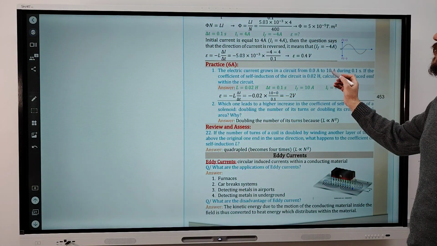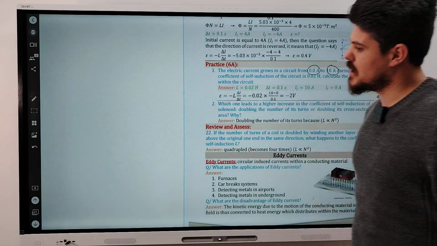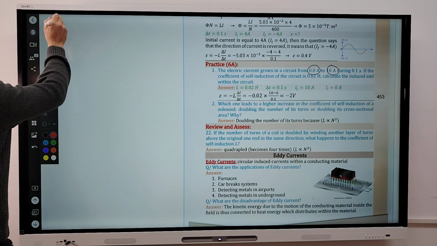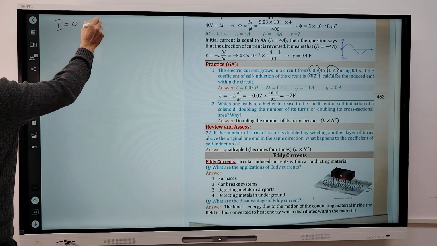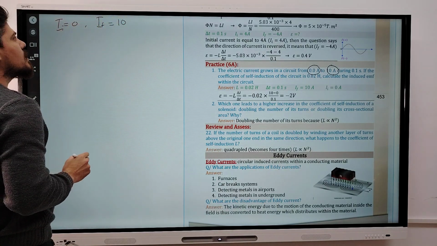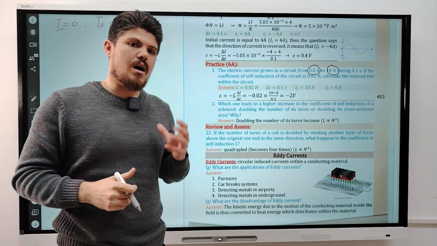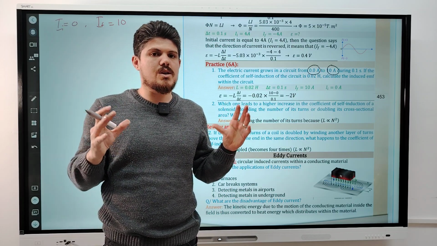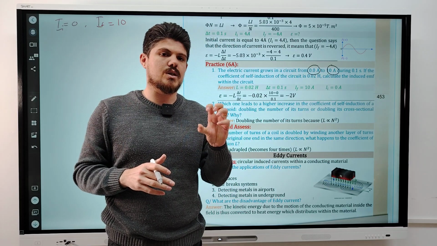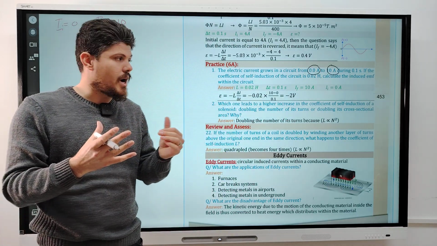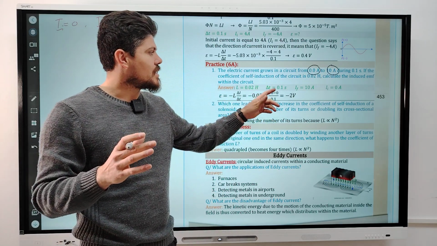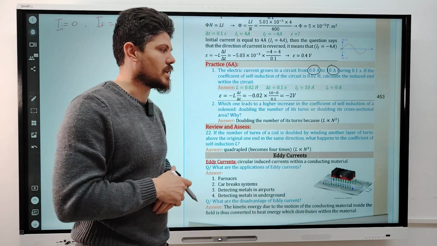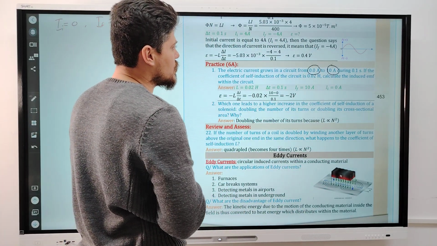Electric current grows in a circuit from 0 ampere to 10 ampere. So what changes here? The magnitude of the current. I initial is 0, but I final is 10 ampere. It means that the current increases. Delta I is positive. So positive times negative is negative. So the induced EMF should be negative, and it decreases the resultant current. Why? Because according to self-induction, when the current increases, this increase is opposed by the induced EMF, so it decreases the EMF and the current of the source.